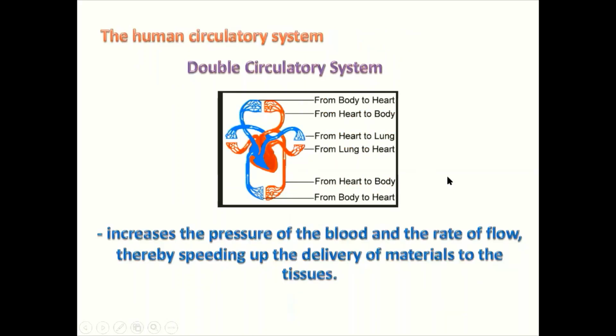So what is the advantage of having a double circulatory system? The advantage of having a double circulatory system is that it increases the pressure, so the pressure of the blood and the rate of flow, thereby speeding up the delivery of materials to the tissues. So the delivery of oxygen and nutrients to the tissues and cells around the body is fast because the pressure of the blood is higher.